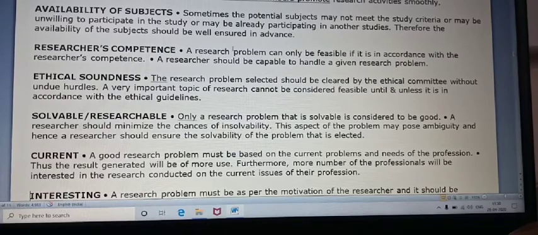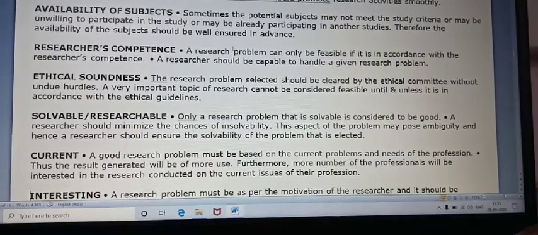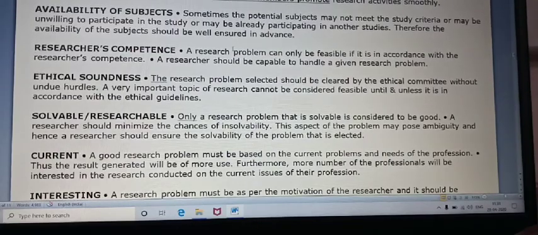The next one is researcher's competence. Competence means ability to do your job. So if you have enough knowledge about research, then only you will be able to find a solution for a research problem, and you will be able to find a problem itself. For example, if you do not know how to read ABCD, can you write an essay in English? No, you cannot. So something like that. So unless you know about research, you cannot find a research problem.